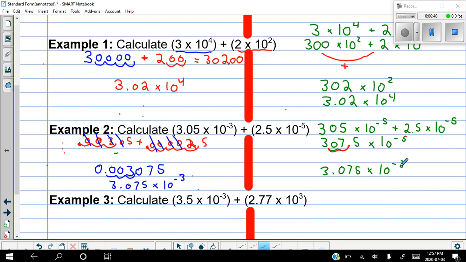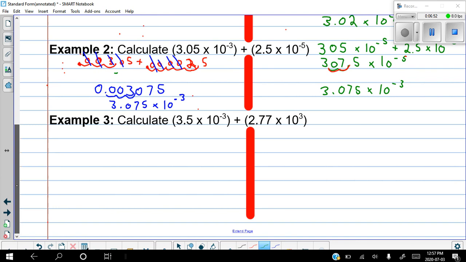So far, for numbers greater than 1, it seems like the ordinary method might be easier. For numbers with negative indices, it might actually seem like this is easier. At least that's what I feel. So, let's try this one and finish this off. So we have 3.5 times 10 to the negative 3.